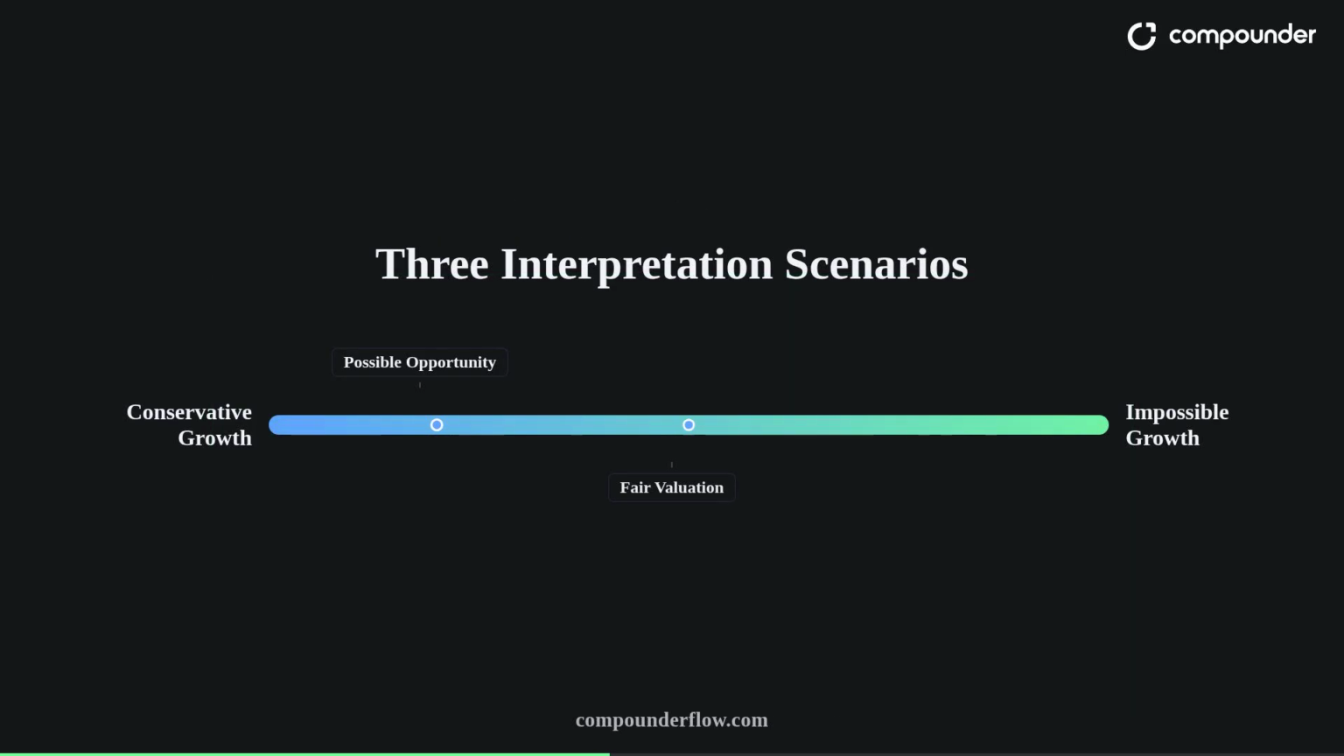Consider 3 scenarios when using reverse DCF. First, the implied growth rate seems reasonable. This suggests fair valuation. Second, the implied growth looks impossibly high, potential overvaluation. Third, the implied growth seems conservative given your research, possible undervaluation.